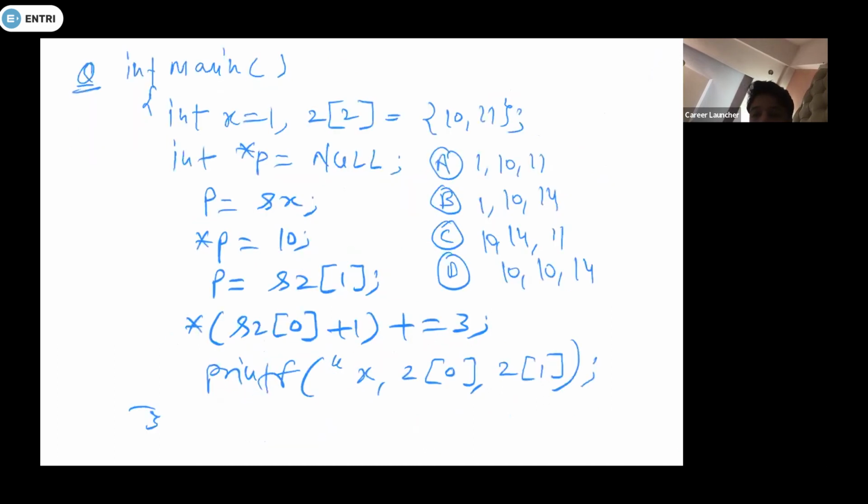So what is the answer here? 10 10 14. D is the correct answer.